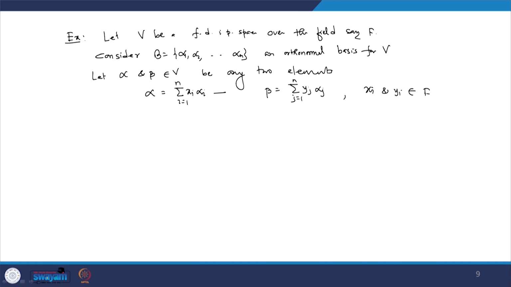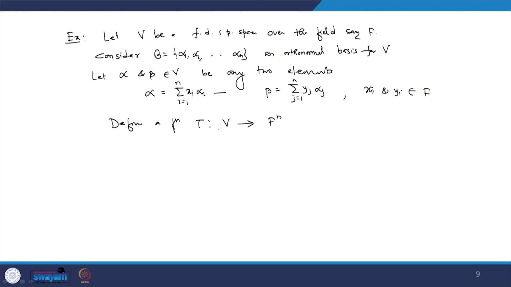Now, if I define a function T from V into F^n, where F^n is the space of all n-tuples, and of course, it is also an inner product space, where the inner product in F^n is the standard inner product. So, if I define a map T from V to F^n, like alpha goes to its coordinates, that is x1, x2, xn, then certainly T is a linear transformation from V into F^n.